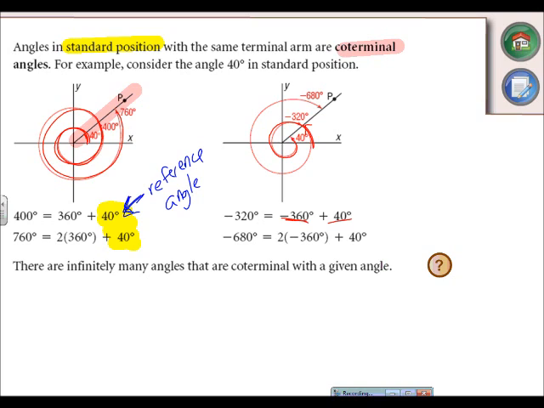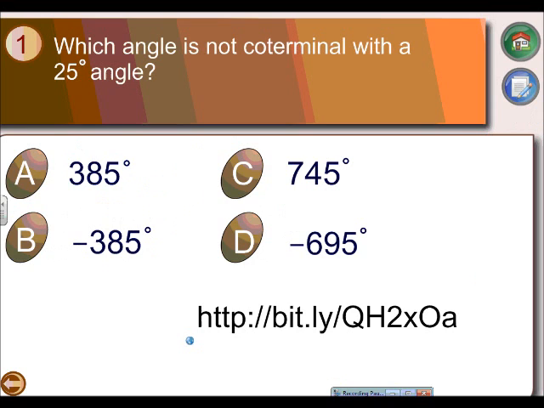And it says there are an infinite number of angles that are going to be coterminal. We could go around, positive, negative, as many times as we want, and return to that same spot. So then into your bit.ly link. Which ones of these are coterminal with a 25 degree angle?